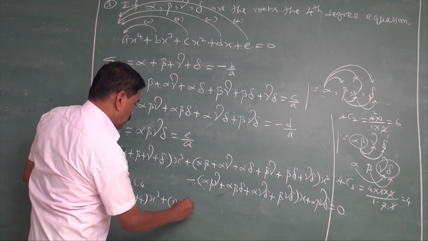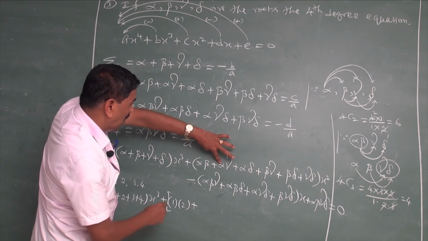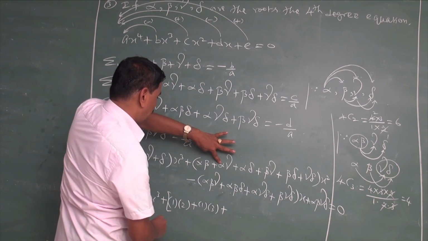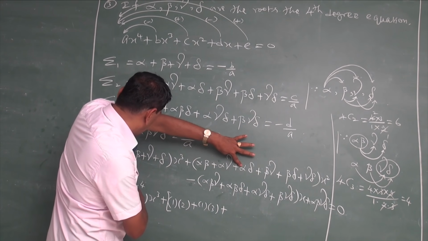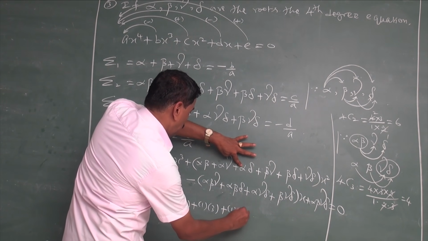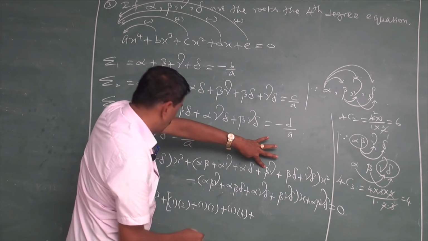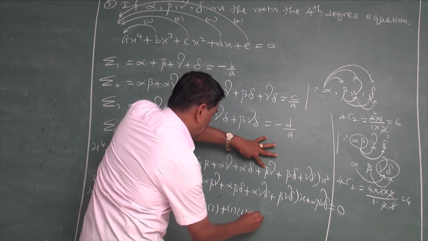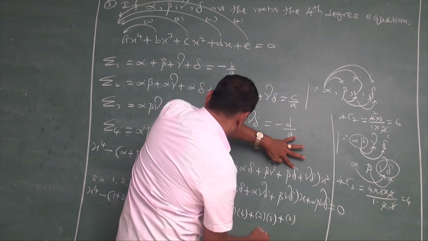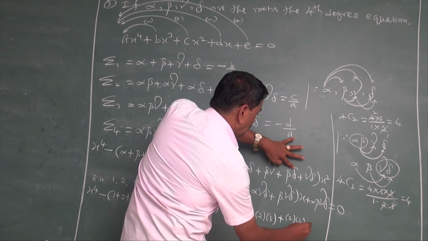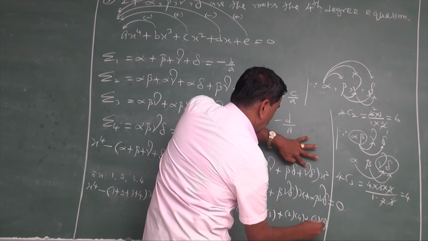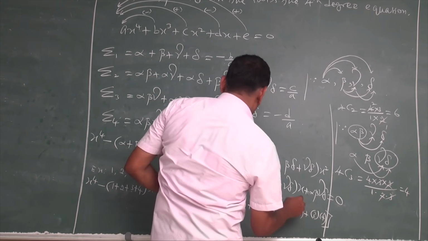so 1 into 2, plus alpha into gamma, alpha equal to 1 and gamma equal to 3, so 1 into 3, plus alpha into delta, alpha equal to 1 and delta equal to 4, so 1 into 4, plus beta into gamma, 2 into 3, plus beta into delta, 2 into 4, plus gamma into delta, 3 into 4. Close the square bracket, into x square.